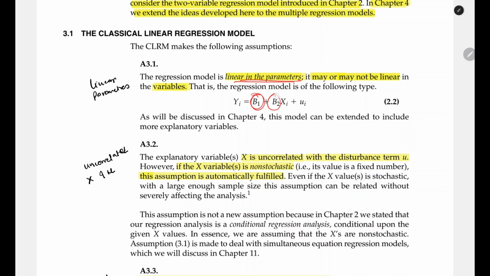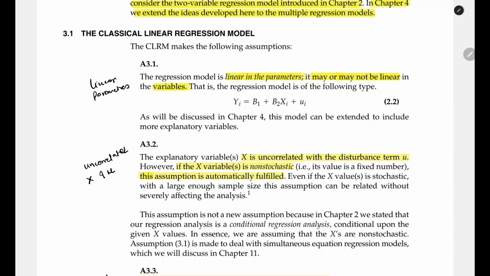The very first assumption of the classical linear regression model is that it is linear in parameters. What does it mean? These beta 1 and beta 2 have to be linear. We are not concerned about the linearity of x, we are only concerned about linearity of the parameters. That is, it could not be like beta 2 square xi plus ui, or say beta 1 plus beta 2 upon beta 1 xi plus ui. Our model can't be like this in the classical linear regression model. This is our first assumption.